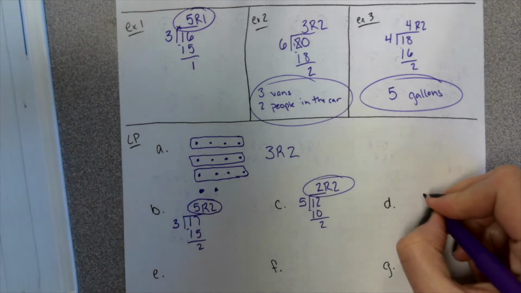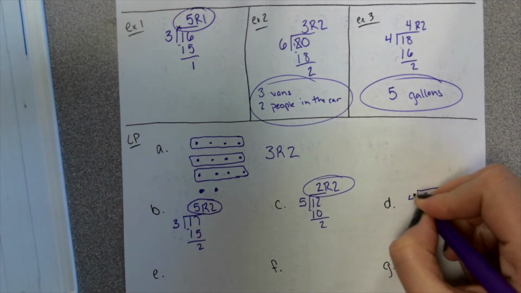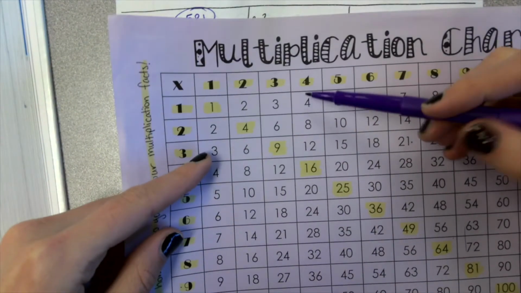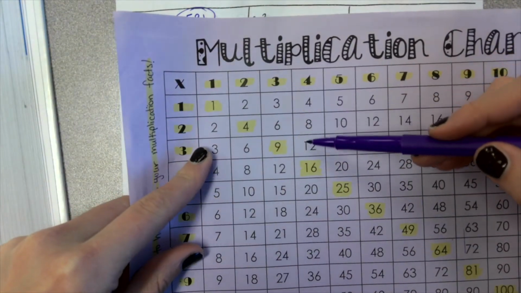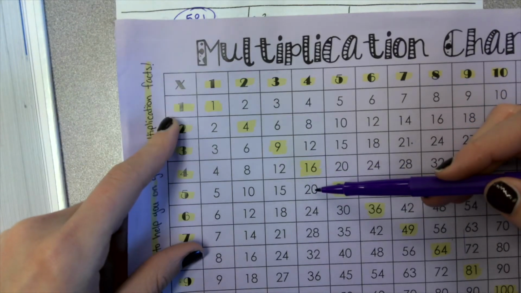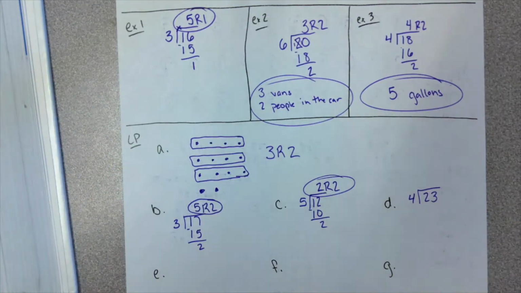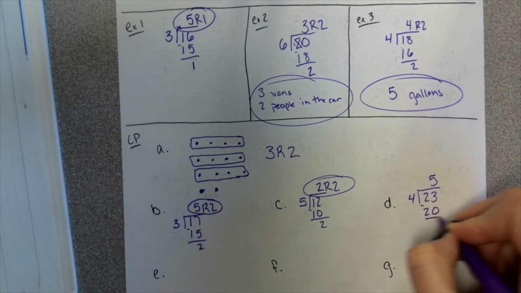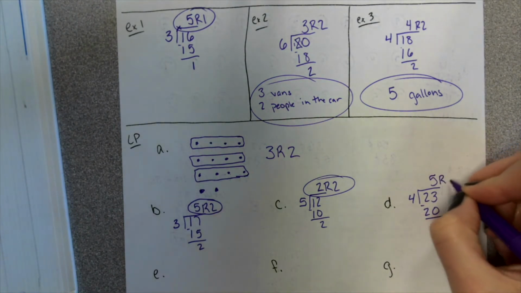D says 23 divided by 4. How many times does 4 go into 23? I'll go in my 4 column, find a number that's smaller than 23. That'd be 20. So it goes in 5 times. And then I can subtract to get 3.